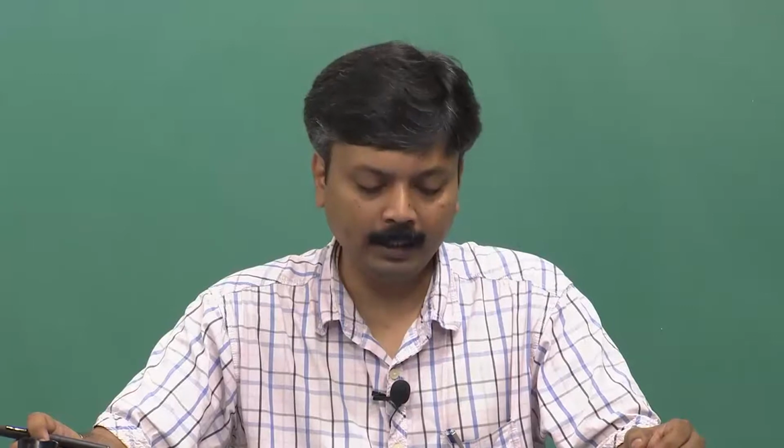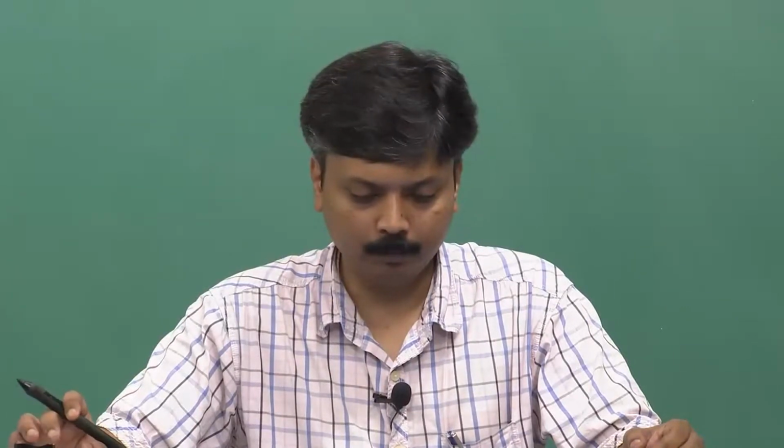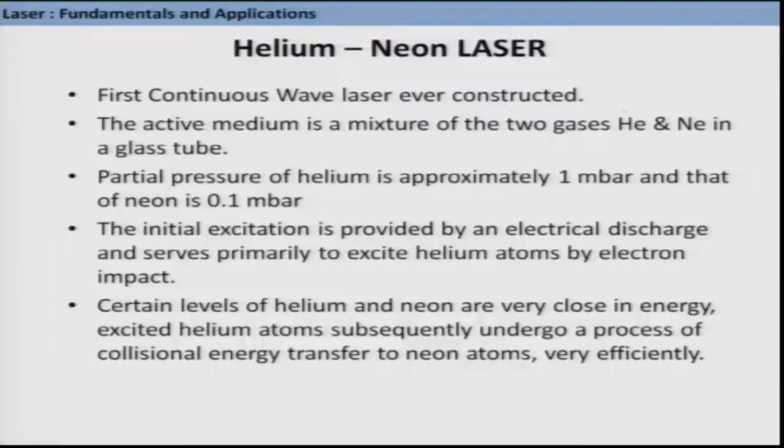A practical number that I will give you is that the partial pressure of helium is kept approximately 1 millibar, and that of neon is 0.1 millibar. So the helium is in quite excess among the two constituents. Now, the electrical discharge, which gives the initial excitation, primarily excites the helium atoms by electron impact.